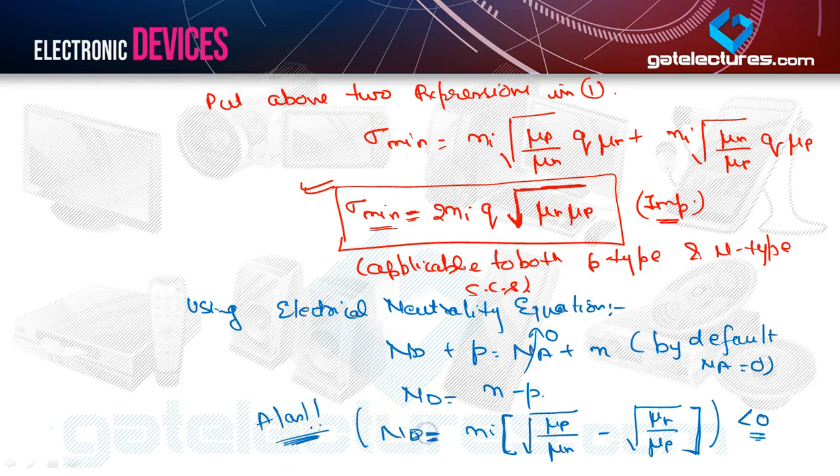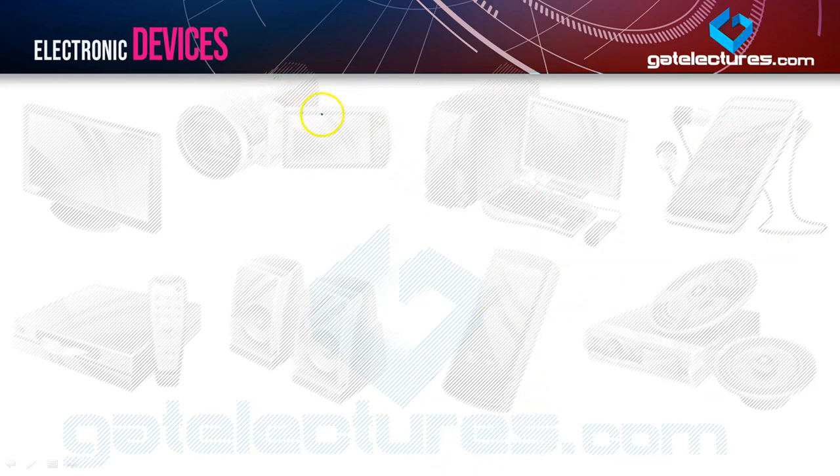Nd cannot be negative, the concentration cannot be negative, but this expression is resulting in something that we cannot expect. So this is resulting in a negative expression, but this is not true. So there must be some theory behind it that we shall discuss. For the time being, you should remember this particular expression. Now let's do it for p-type semiconductor.